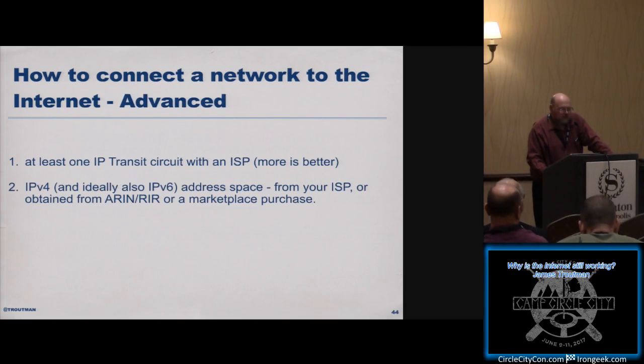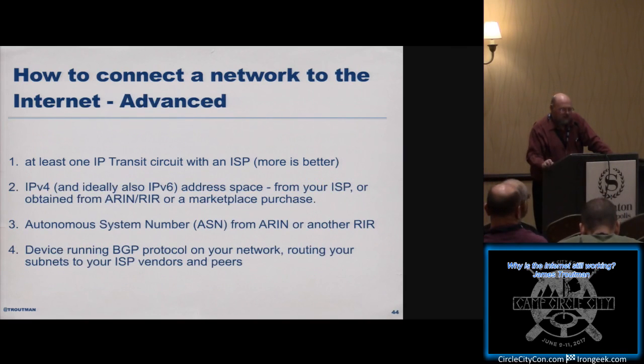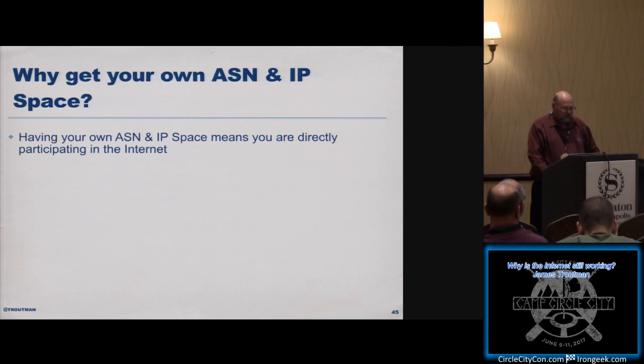But if you want to be a little bit more advanced, you get yourself at least one IP transit circuit with an ISP. You get your own IPv4 and ideally V6 address space, either from your ISP, or really you should buy it or get it from a registrar somewhere. Get your own ASN and get yourself a router that is capable of running BGP, or set up something open source, and do all that work.